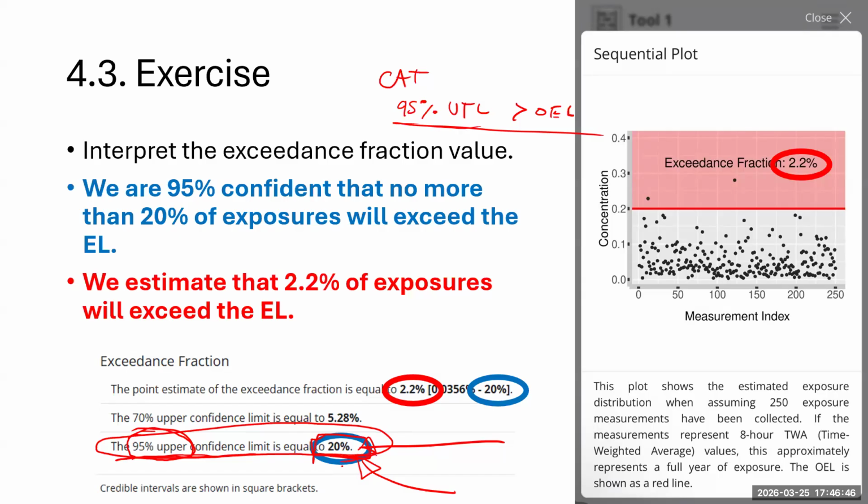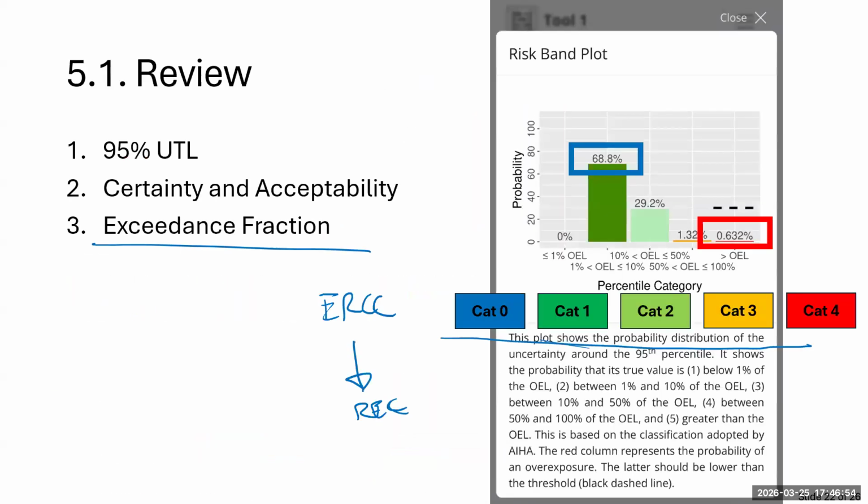But I agree, I think you're right. And so maybe I should prioritize exceedance fraction a little bit more than I do. These help drive those recommendations, but the client may be more interested in knowing this, to your point.